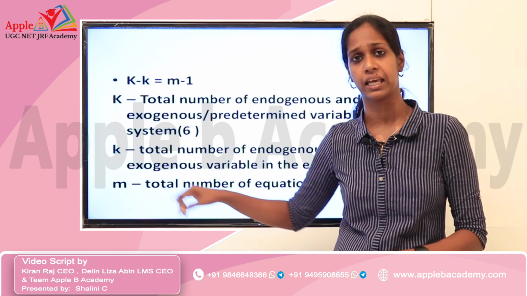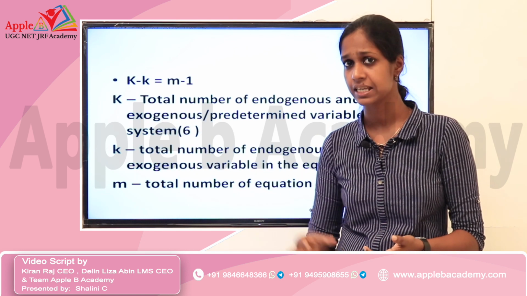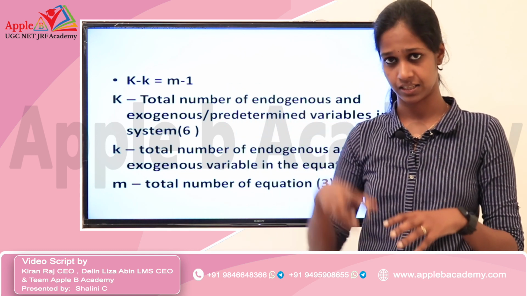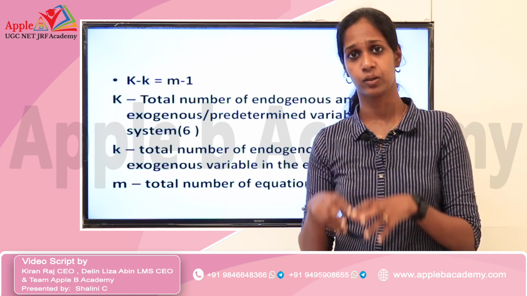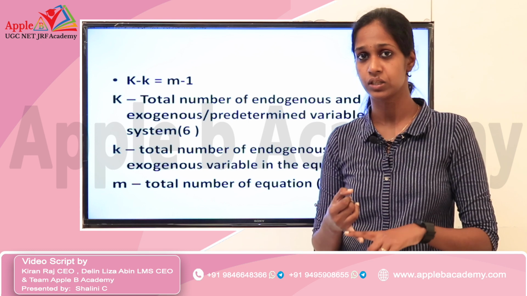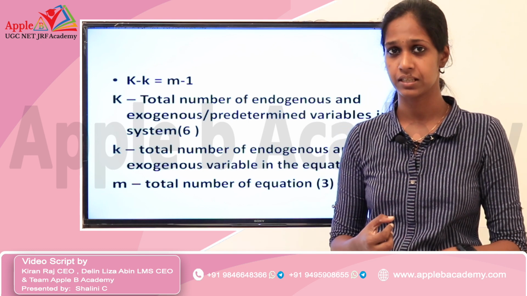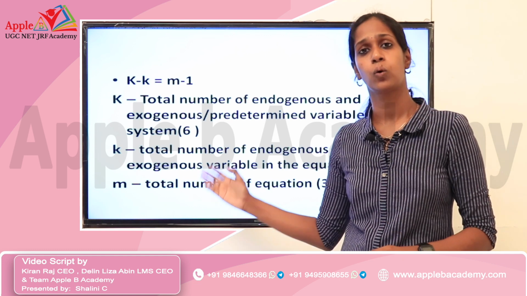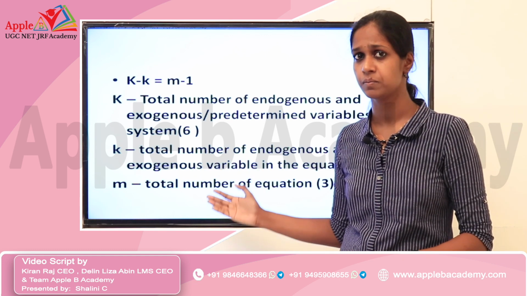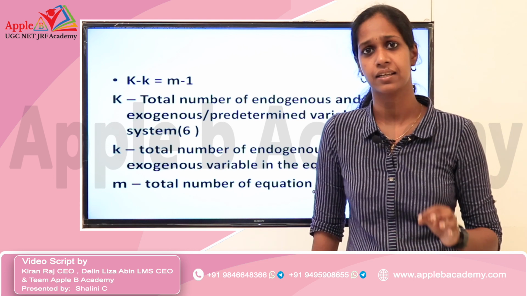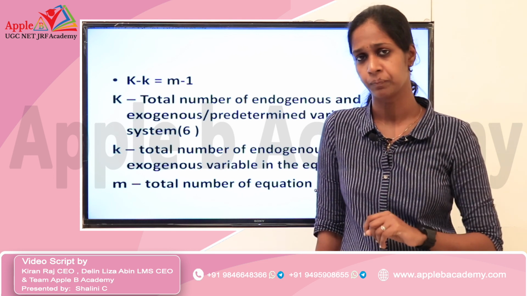Now, what is small k? The total number of endogenous and exogenous variables in the equation that is asked. So, what is the particular equation in question? In that equation, how many exogenous and how many endogenous variables are there? That is small k. Now, what is small m? The total number of equations in the system is small m. Now, we have the formula capital K minus small k is equal to small m minus 1.